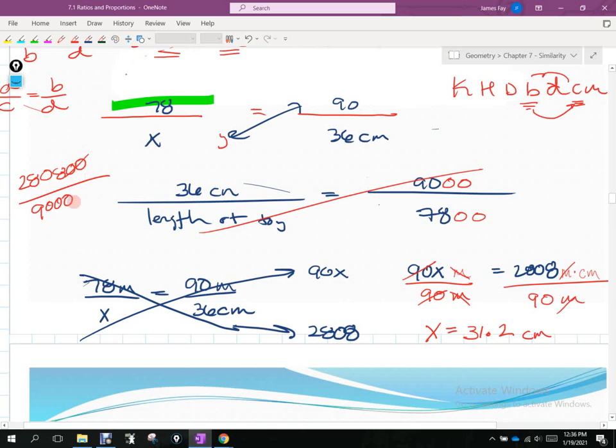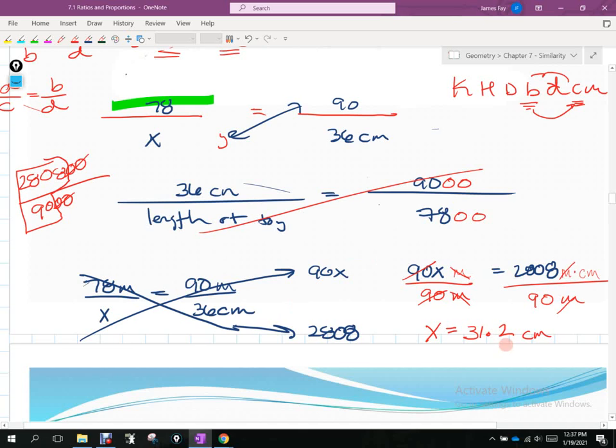Well, when I cancel those, I'm back to dividing 2,808 by 90. It's the same thing as I had over here, right? So if you don't like, like I said, we call this unit analysis down here. If you don't like that, that's fine. Change everything to the same unit if it's possible. Change everything to centimeters or change everything to meters, and you'll be fine.